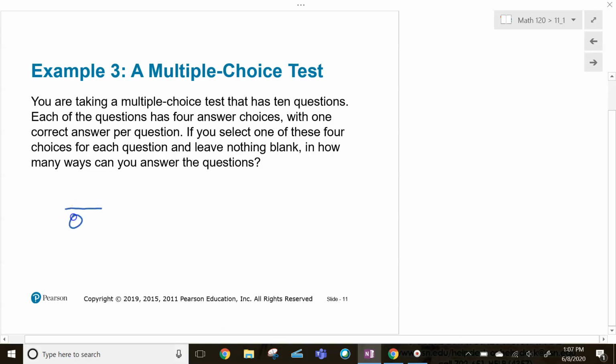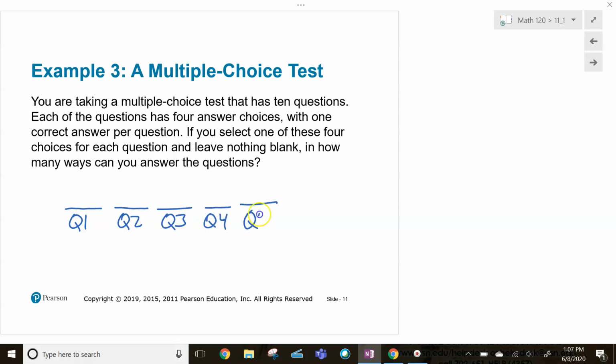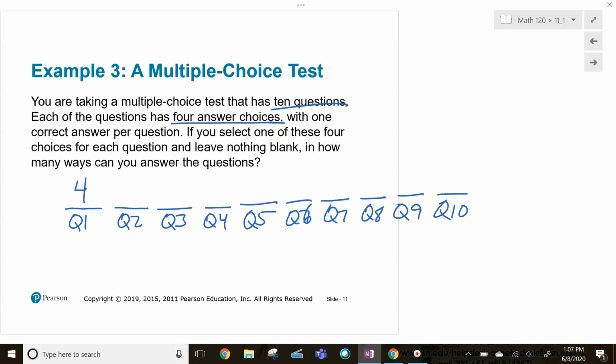How many options do you have for question 1? How many options do you have for question 2? Question 3? Question 4? Because we have 10 questions on this, up through question 10. How many options do we have for each question? So there's 4 options here, A, B, C, or D, we'll say. 4 options there, 4 options there, and so on.